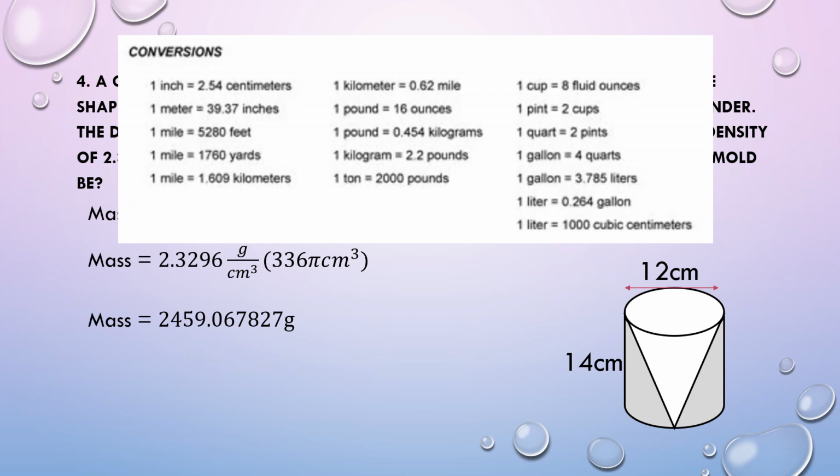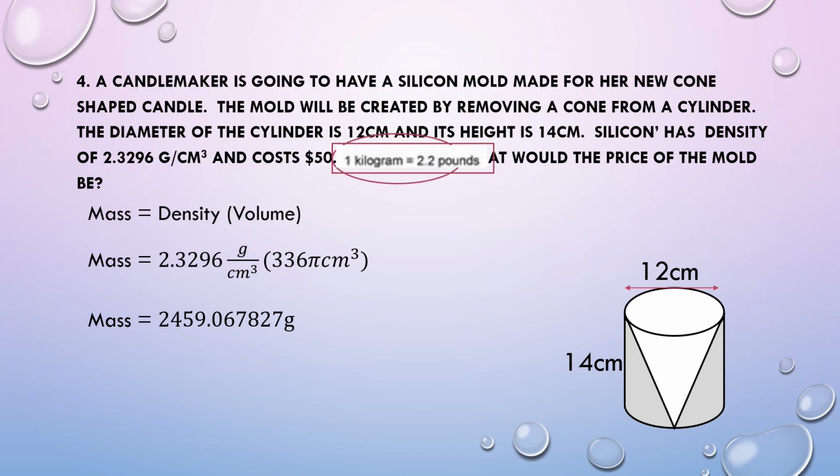You are given this chart on your reference sheet, so I need to figure out a way to get grams into pounds. And if you start looking here, you'll see that I have kilograms to pounds, but not grams. You are expected to know that there are 1,000 grams in 1 kilogram. So we're going to get to kilograms, which will then get us to pounds. So if I have grams and I wanted to get to kilograms, I do that conversion like I just said.